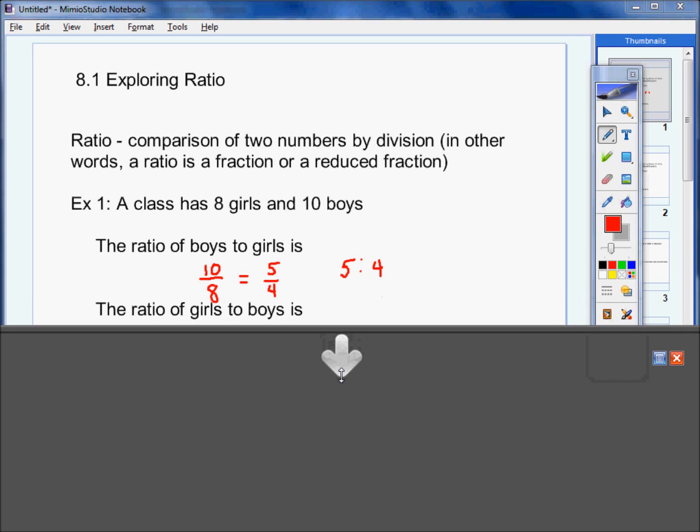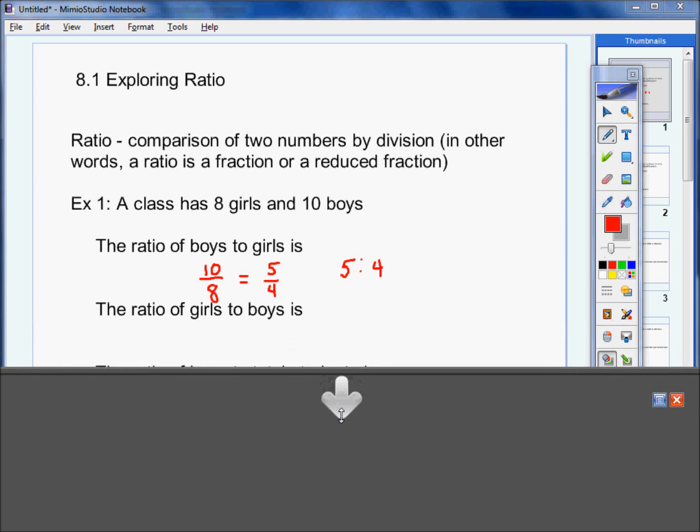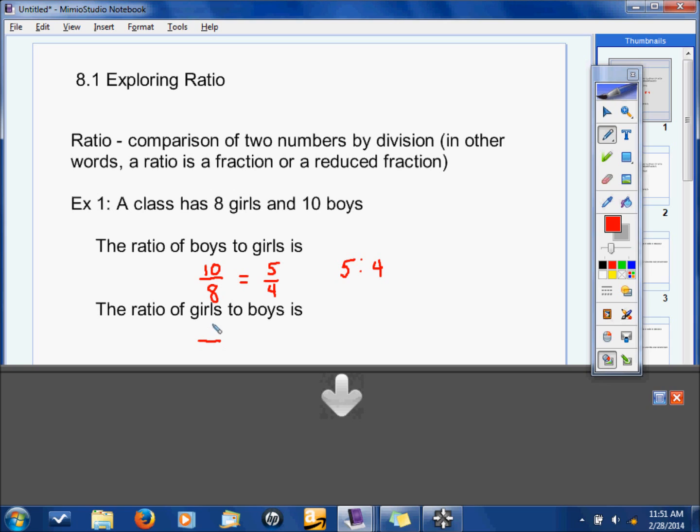So girls to boys, that will look different. What goes in the numerator for this one? 8. Same numbers, 8 to 10. Girls to boys, 8 to 10. So then we reduce that fraction, 4 to 5. 4 girls to every 5 boys. Again, the colon is not meant to be a division sign.